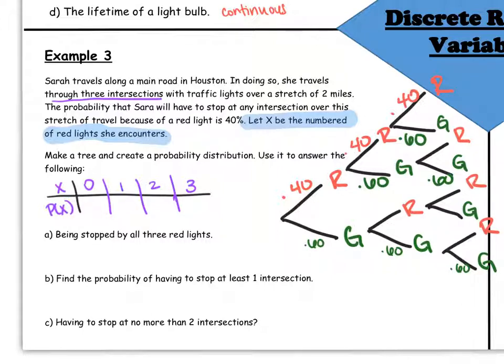So where's that going to go on our table? That's going to go for 0, right? So our 0 is going to be equal to 0.216. How do you calculate one red light? What would you do now?